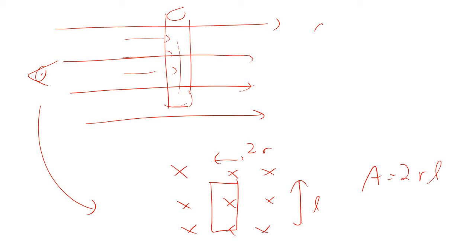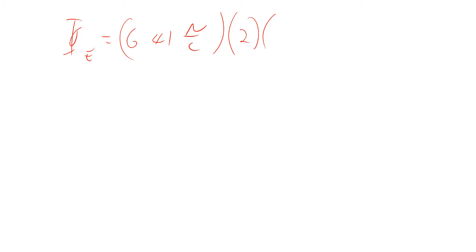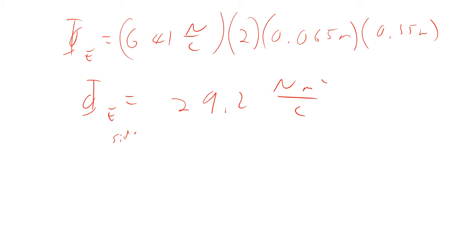And so the flux, which is E times A, is going to be E times 2rL. So the flux is going to be equal to 641 newtons per coulomb times 2 times 0.065 meters times 0.35 meters, and so the electric flux into the side is going to be 29.2 newton meters squared per coulomb.